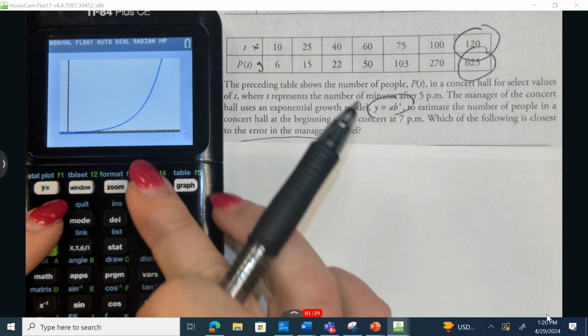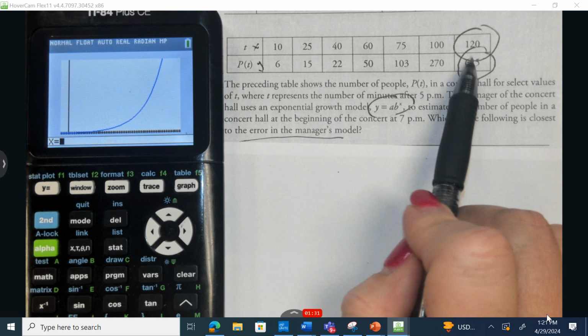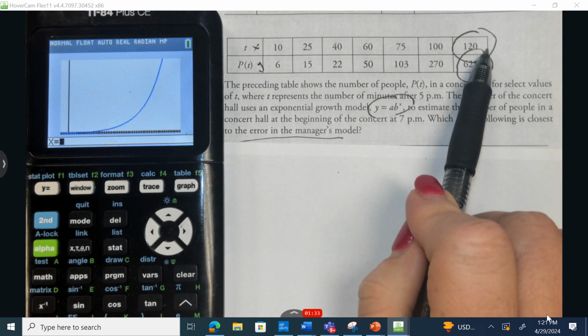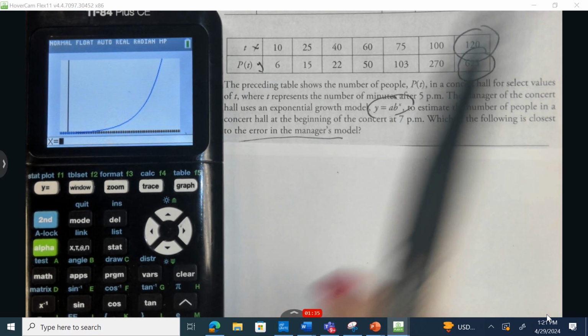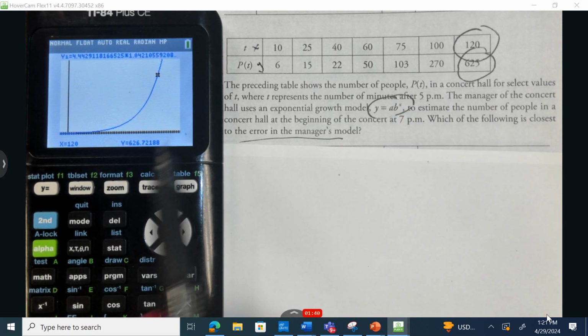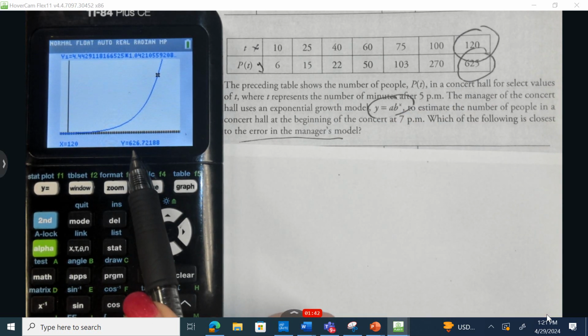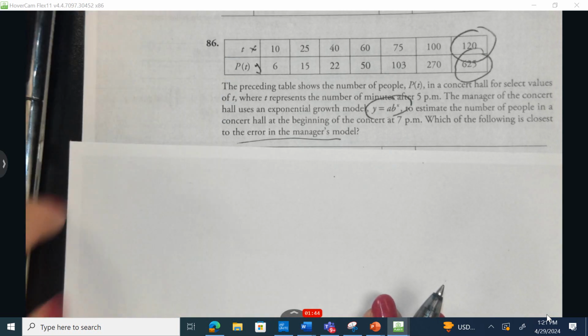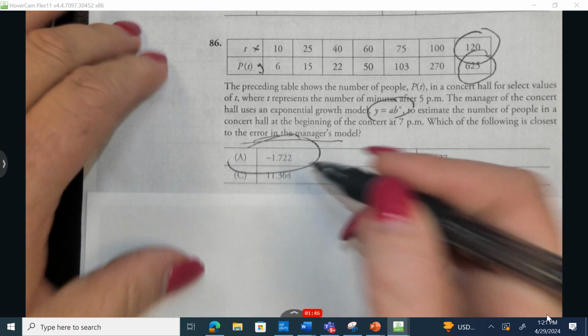Okay, and here we go. We're going to go second trace value. I want to know at 7 p.m., which is 120 minutes after 5, so 120. And I want to compare them, and we can see the difference here. The difference is a little over 1.7 over. Let's look at our adjustment, 1.7.